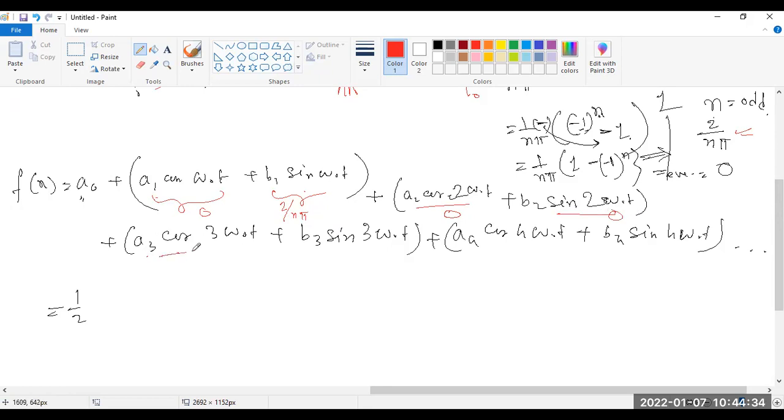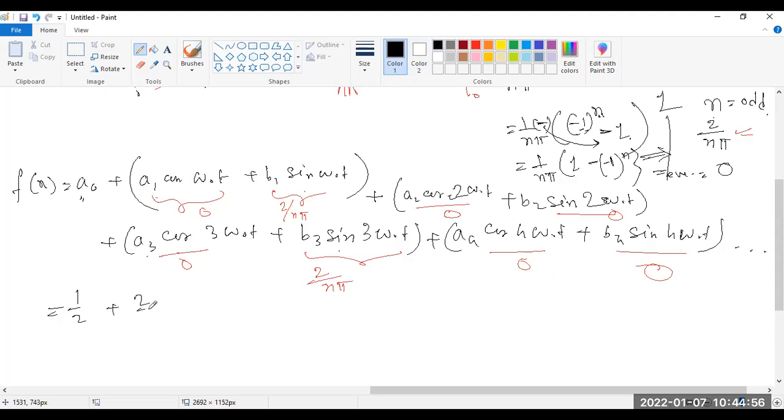A3, that is 0 because an is 0 and this is the odd part. So we can see this is 2 by n pi. Okay, this is 0 and this is again the even part. So this is 0. In this way we can get this value.